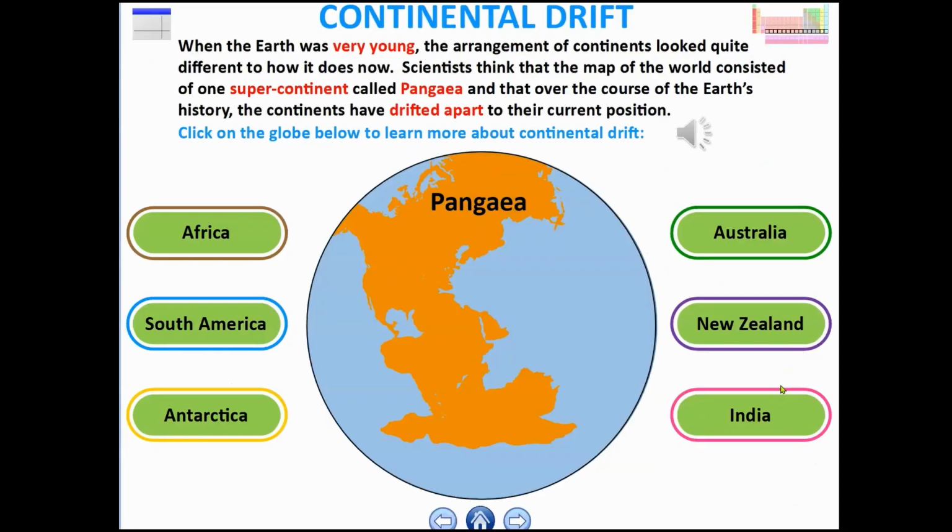Objective. So we're going to look at continental drift. When the Earth was very young, the arrangement of continents looked quite different to what it is now. So we called this supercontinent Pangaea, and there were a lot of animals. This is about 225 million years ago, and a lot of before that.